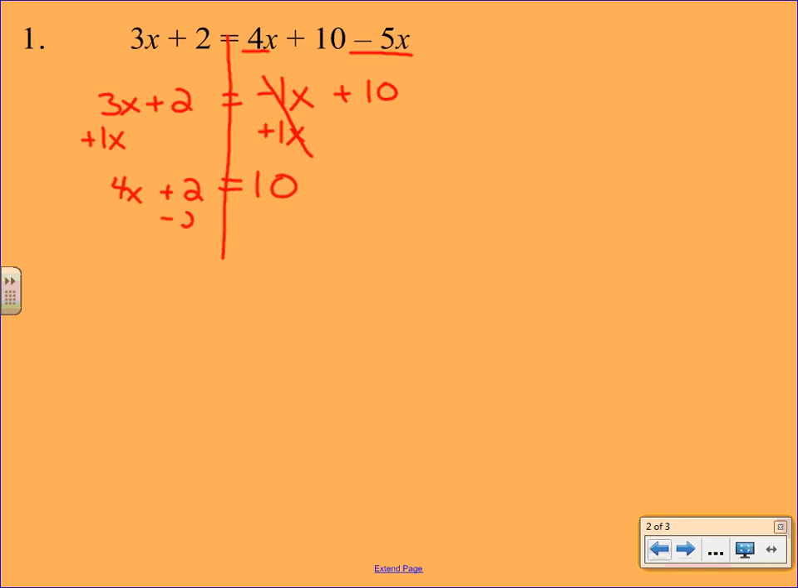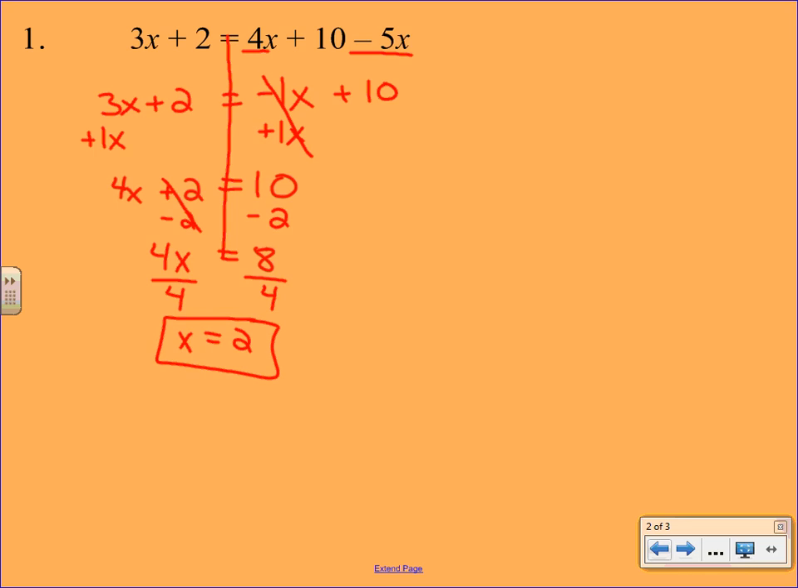We're going to undo addition and subtraction. So here I have to do a minus 2 on both sides. Again, make sure you line up your work. 4x is equal to 8. And then divide both sides by 4. And we get x equals 2.